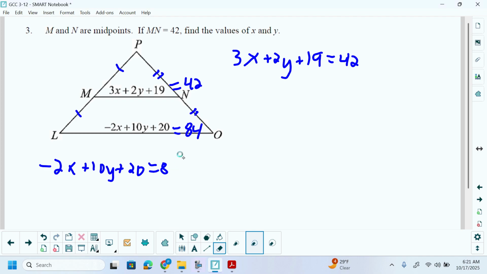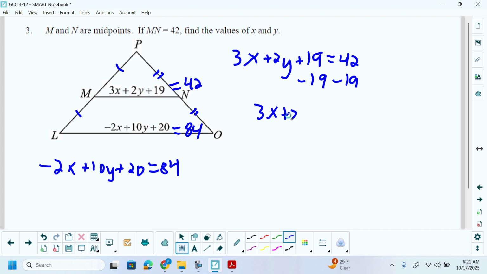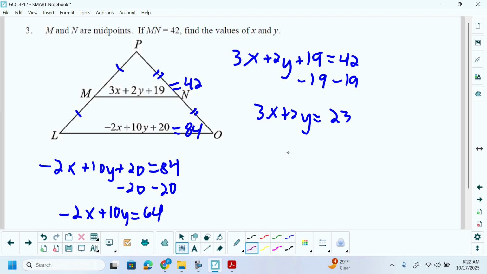All right, now we need to get it in elimination form. That's with x and y on the left, constants on the right. So I'm going to start by subtracting the 19 over. That'll give us 3x plus 2y equals, we should get 23. And then I'll subtract the 20 over in the other equation, and that gives us negative 2x plus 10y equals 64. From there, we're going to write our two equations right above each other so that we'll be set up to do elimination.